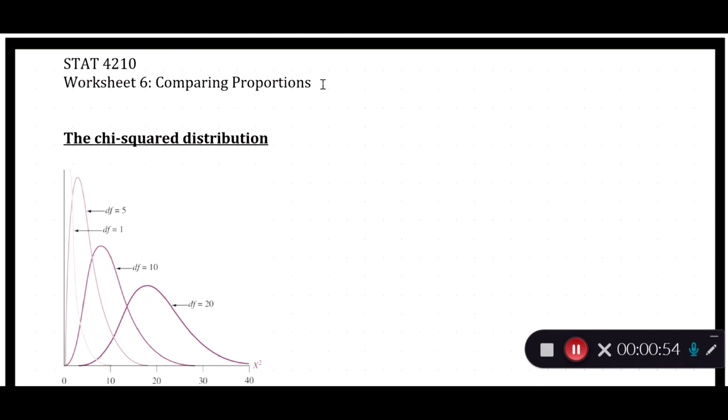What we're going to do today is look at what the theoretical chi-squared distribution looks like. So this should be a fairly short video.